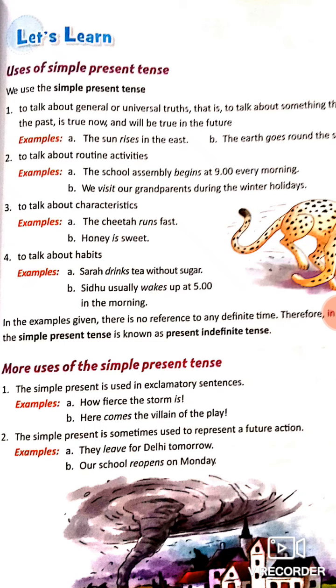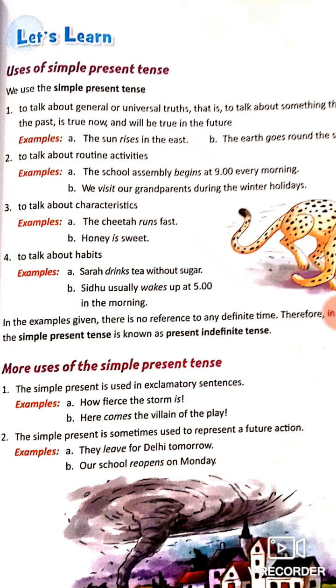Now, some more uses of the simple present tense. The simple present tense is used in exclamatory sentences. Yes, what a beautiful picture this is. We will not say what a beautiful picture this was. Okay, so in an exclamatory sentence, we use simple present forms. Here comes the bus.